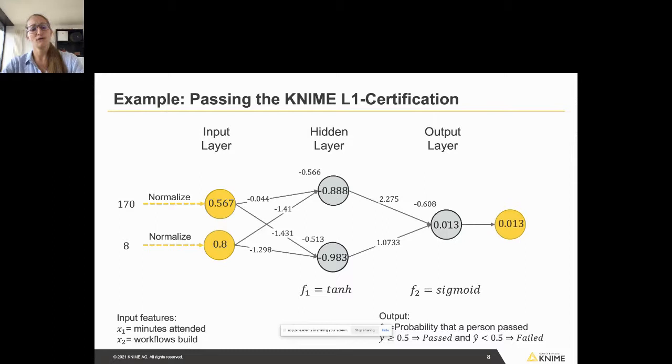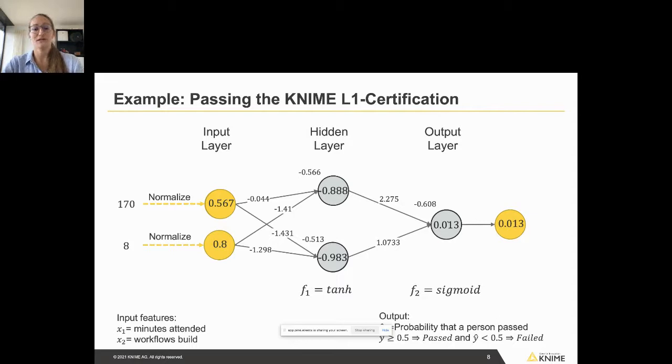Now the output is 0.013. This means we get a really low probability, or the data scientist gets a really low probability that he actually passed the certification. Now he probably starts thinking, how come this? I actually attended most of the course, I already built some workflows. Why is this network predicting that he's not going to pass?